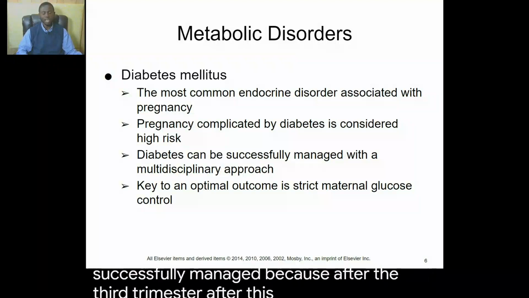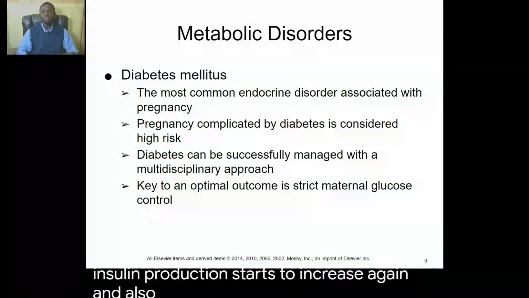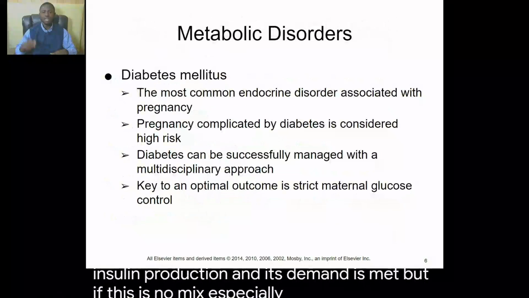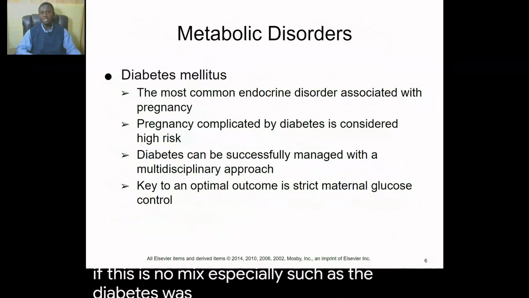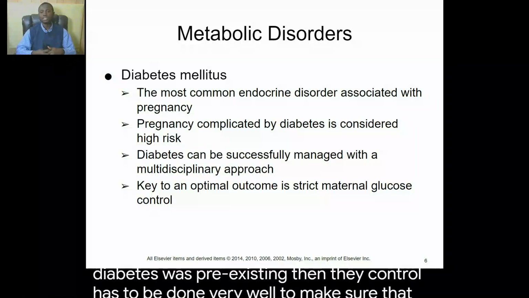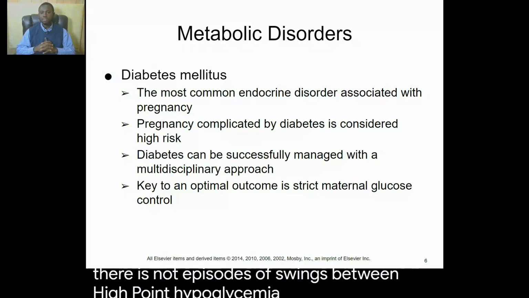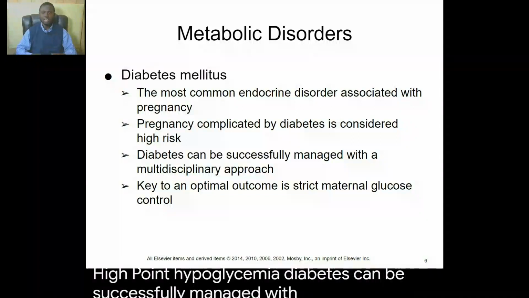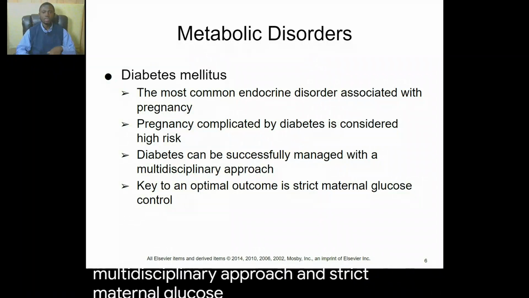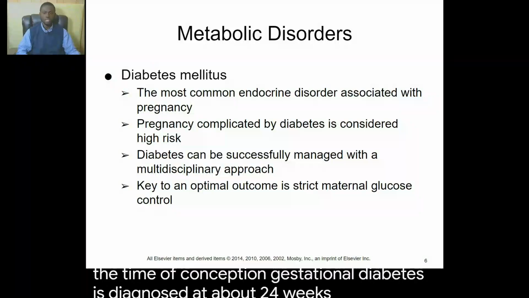trimester, the insulin production starts to increase again, and also the body adjusts itself to where the insulin production and its demand is met. But if this is not met, especially if the diabetes was pre-existing, then the control has to be done very well to make sure that there are not episodes of swings between hypo and hyperglycemia. Diabetes can be successfully managed with a multidisciplinary approach and strict maternal glucose control. While chronic diabetes is present at the time of conception, gestational diabetes is diagnosed at about 24 weeks of gestation.